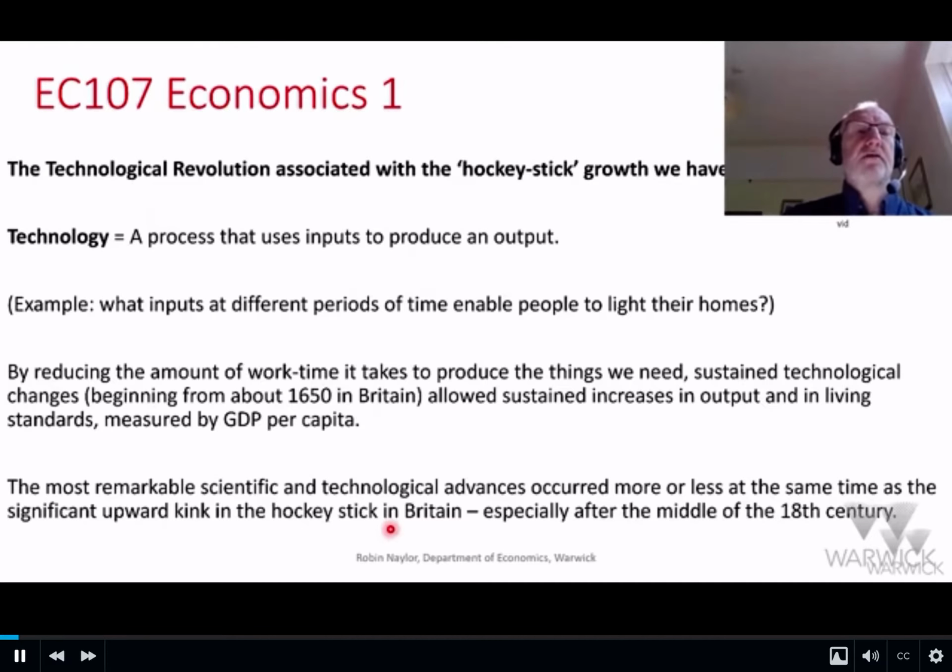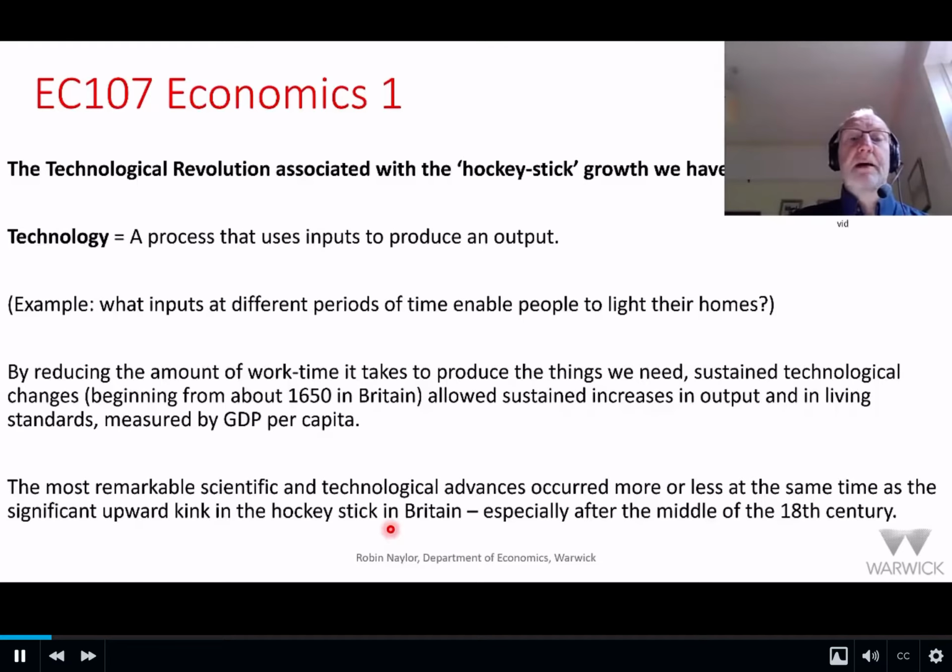In this second of the 3 mini videos for Unit 1, we're going to be considering in more detail the technological revolution, which we have seen is associated with the idea of the hockey stick growth that we observed in Part 1. We're defining technology as a process that uses inputs to produce an output. For example, the inputs that would be needed at different periods of time to enable people to light their homes or their streets or their communities.